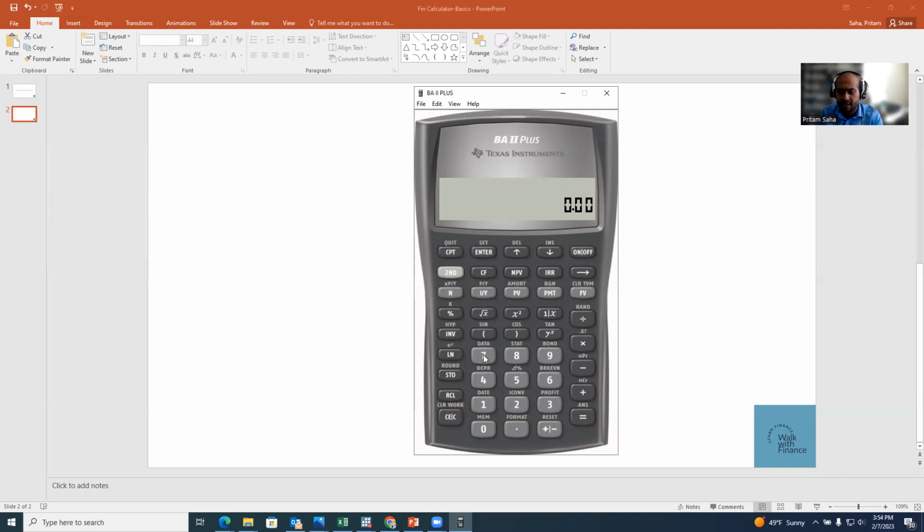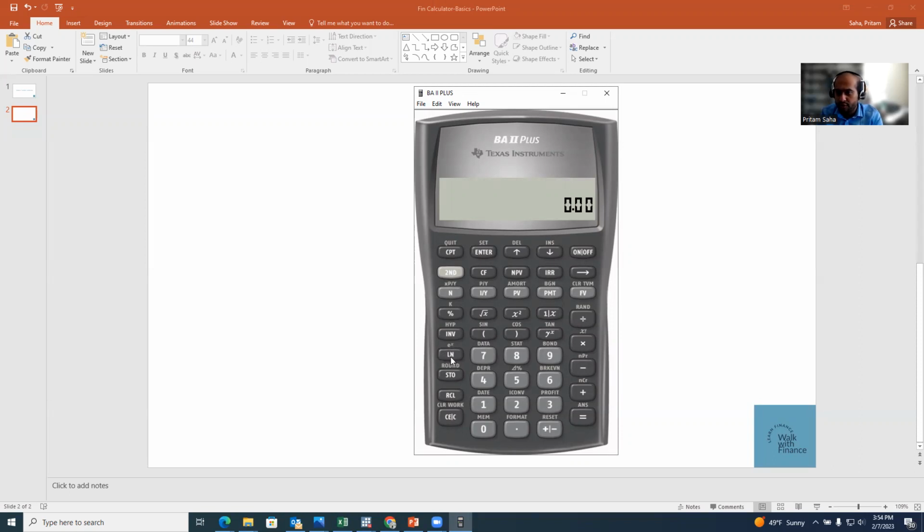Let's say hypothetically, for this button, on the face it is written 7, and above it is written data. Let's say about this button, on the face it is written ln, which is natural log, and above it's written ex, which is exponential.